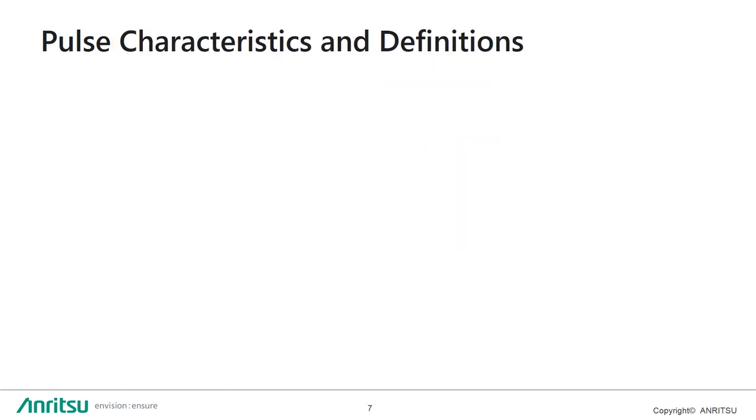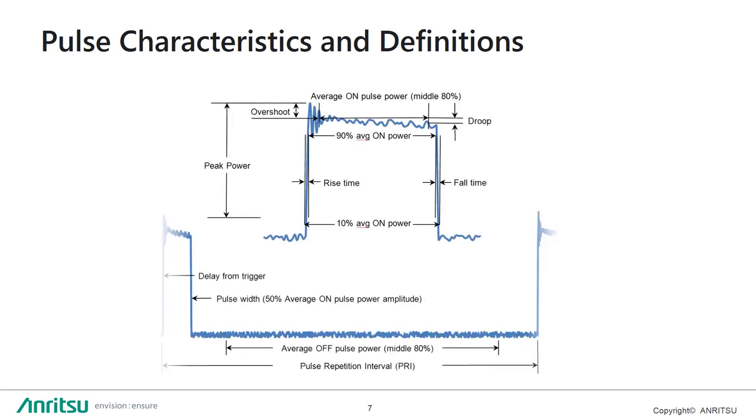Pulse characteristics and definitions. Used when making pulse measurements, this gives us some common terminology for the remainder of the presentation. Here we have the peak power. Note from the top of the pulse down to 10% of the average on power. We have the rise time and the fall time. These are normally measured between 10 and 90% of the average on power.